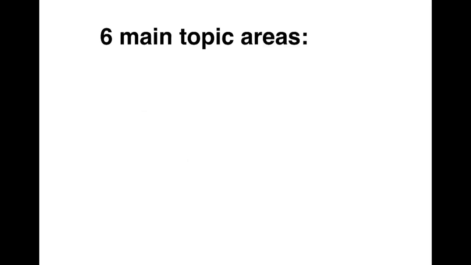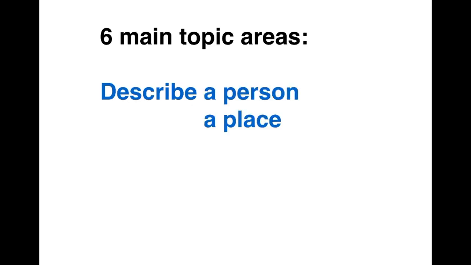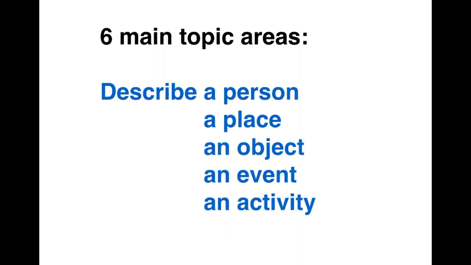Let's start with topics. There are 6 main topic areas that I think you should prepare for. All IELTS Speaking Part 2 questions begin with the word describe. It's a describing task, and here are the 6 main areas that you might have to describe in your test. Describe a person, a place, an object, an event, an activity, your favourites.